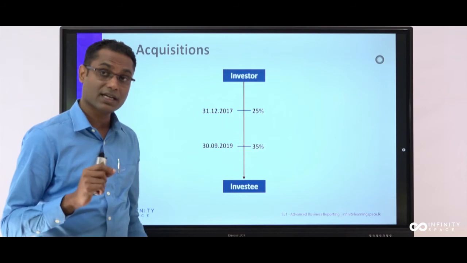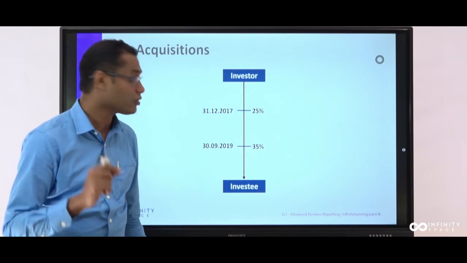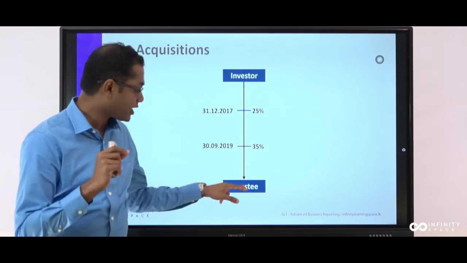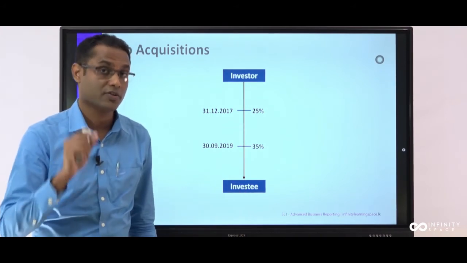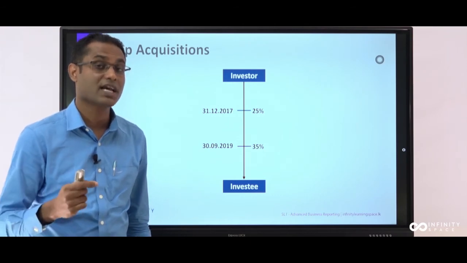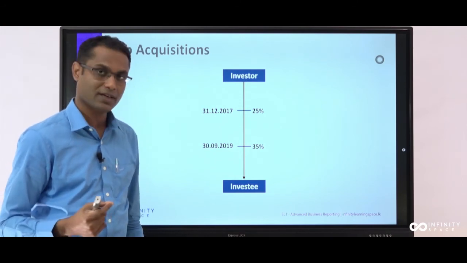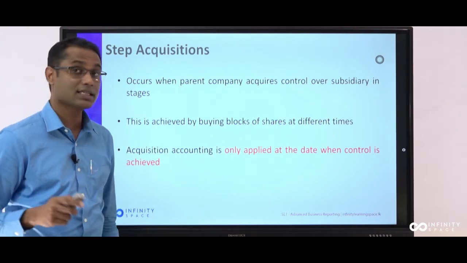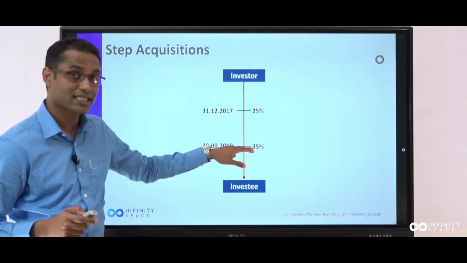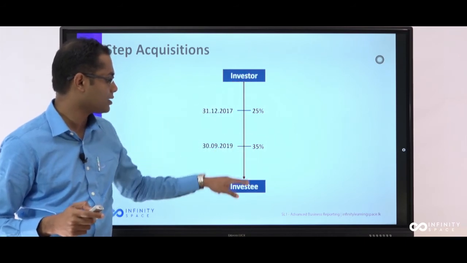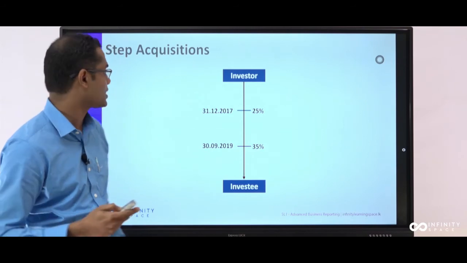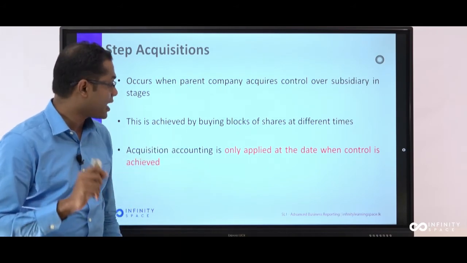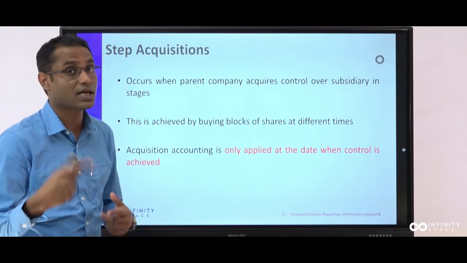Thereafter, on 30th September 2019, the investor acquires another 35%. Now altogether it is 60%. So the scenario is where the investor achieves control over an investee not in a single block of share purchase, but by a series of share purchases or stages. Step acquisition occurs when the parent company acquires control over the subsidiary in stages. Once the investor achieves 60%, you can consider the investor as the parent and the investee as the subsidiary. This is achieved by buying blocks of shares at different times.